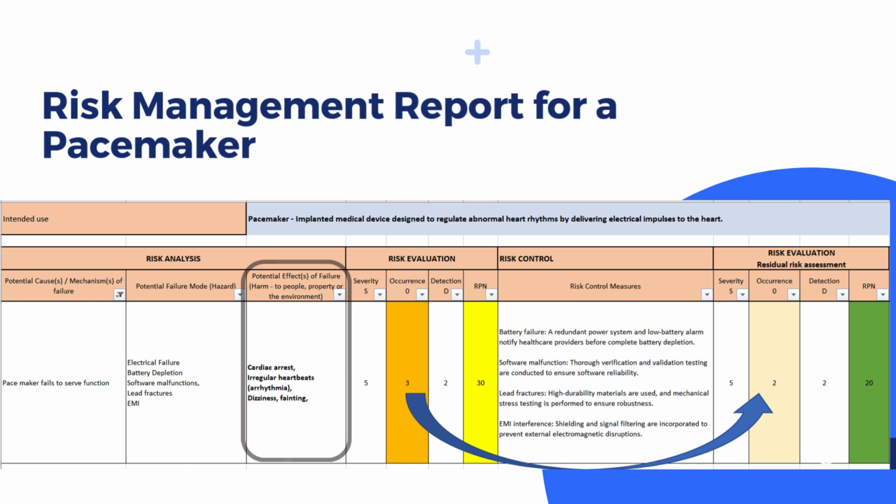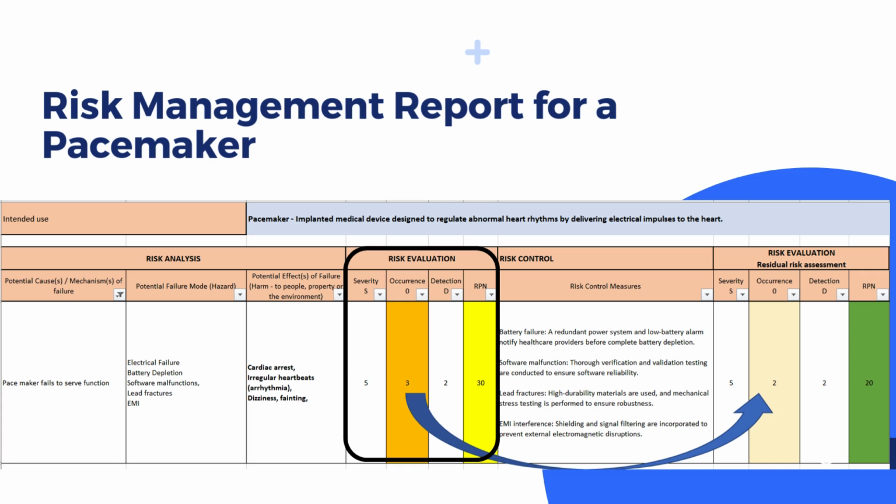3. Hazardous situations and potential harms. Each hazard can lead to a hazardous situation, meaning a set of circumstances in which the device could fail and potentially harm the patient. For example, if the battery fails, the pacemaker may stop functioning, which could result in cardiac arrest. If the software malfunctions, it may deliver pacing at an incorrect rate, causing arrhythmias or discomfort. A lead fracture may cause inconsistent pacing, leading to dizziness, fainting, or even heart failure. This section helps us link the failure modes of the device to real-world consequences that could impact patient health.